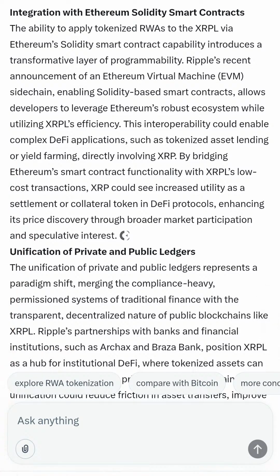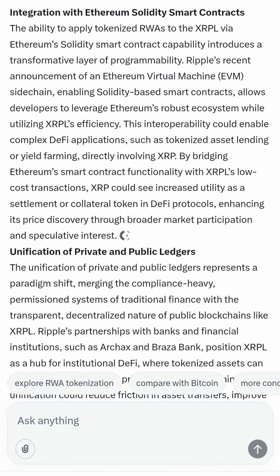This interoperability could enable complex DeFi applications such as tokenized asset lending or yield farming, directly involving XRP. By bridging Ethereum's smart contract functionality with the XRPL's low-cost transactions, XRP could see increased utility as a settlement or collateral token in DeFi protocols, enhancing its price discovery through broader market participation and speculative interest.